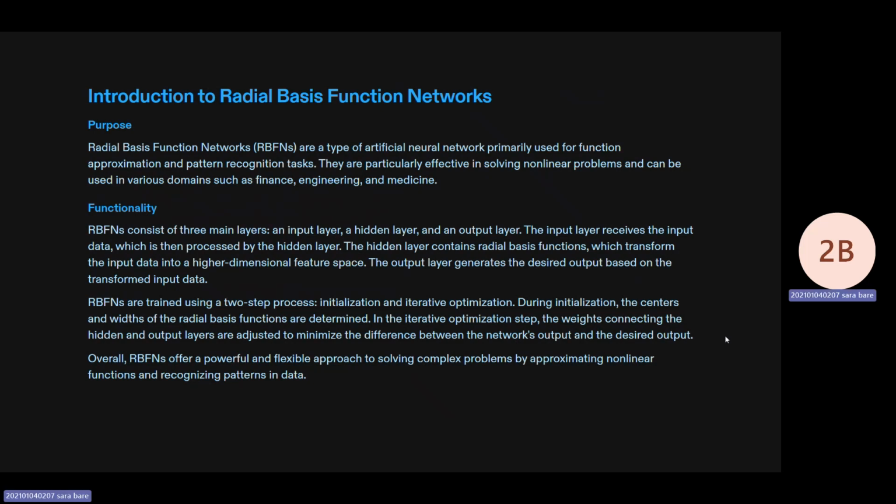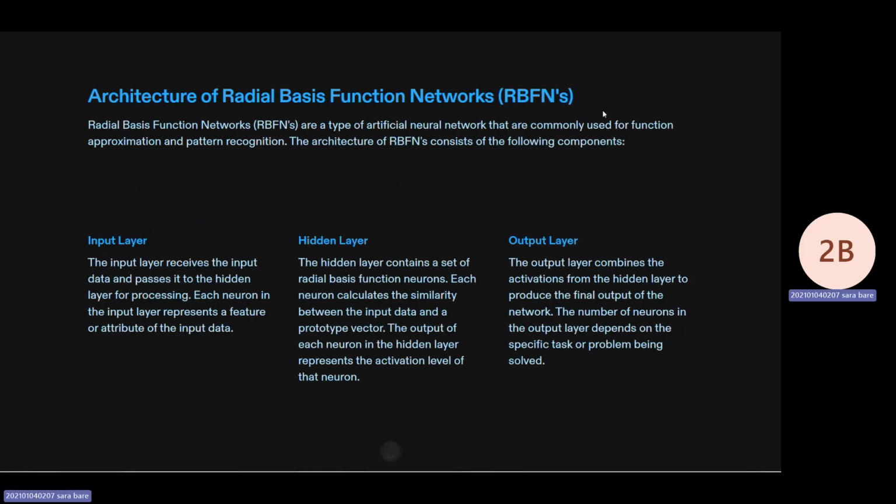Moving towards its architecture. So the architecture of radial basis function network. The radial basis function networks are a type of artificial neural network used for function approximation and pattern recognition. So its architecture has three important components, that is input layer, hidden layer, and output layer. The input layer receives the input from the data and passes it to the hidden layer for the processing. Each neuron in the input layer represents a feature or attribute of the input data.